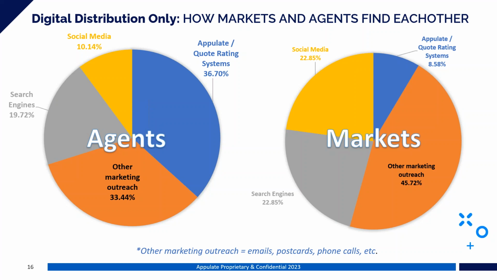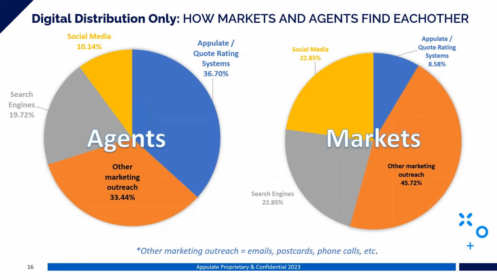If I remove those two just really quickly and just focus on digital distribution only, then what we find is there's a big difference between agents and markets on actually how they're finding each other digitally. So the big orange slice here, which is other marketing outreach, comprises all emails, postcards, phone calls, things like that. That is a pretty large segment. Markets report that it's their largest at nearly 46%. But on the agent side, how agents say that they're finding their markets is predominantly through Appulate and similar quote rating systems at a little over 36%, whereas only about 8.5% of markets are saying that's where they're typically finding their agents. So there's a discrepancy there that's quite noticeable.